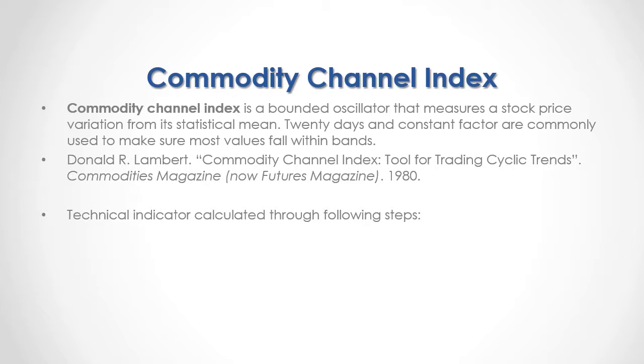The technical indicator is calculated through the following steps. A. Typical price calculation. Current period typical price is equal to, and within the numerator we have current period high plus low plus close prices, divided by 3.